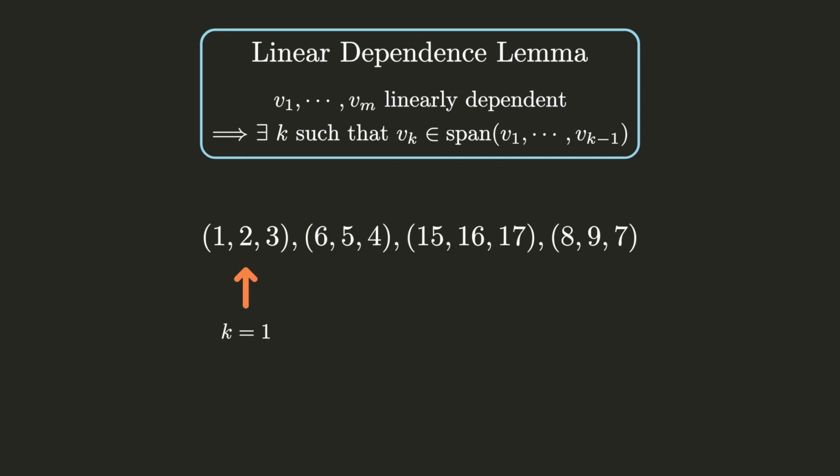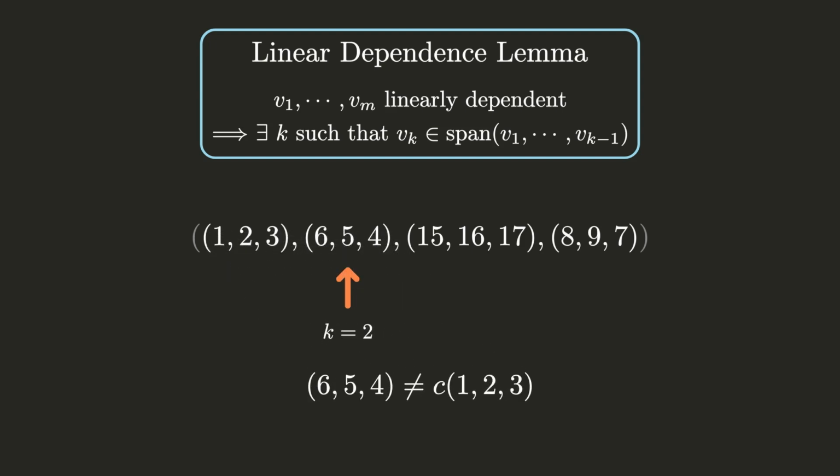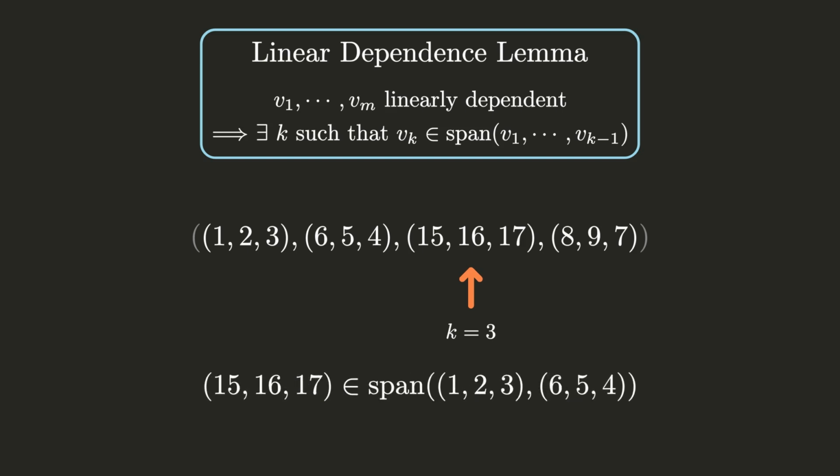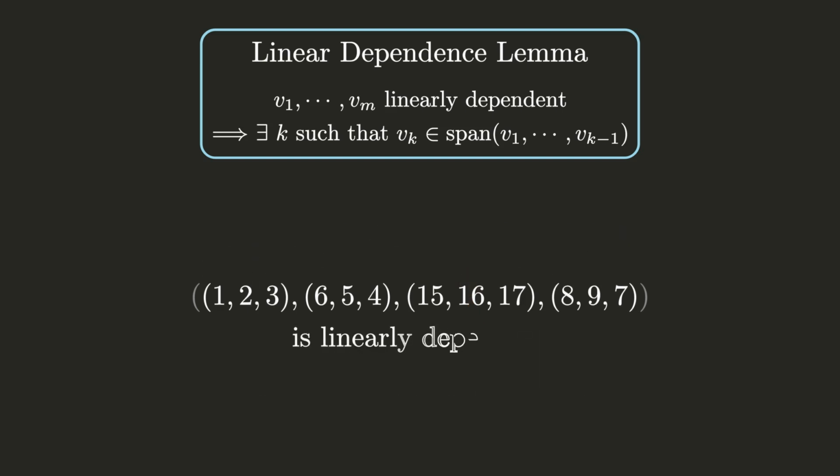Let's start with k equals 1. There's no vector coming before it, so it's quite obvious it's not within the span of its preceding vectors. So k equals 1 doesn't work. How about k equals 2? Let's give it a try. It's quite obvious the second vector is not a scalar multiple of the first vector. No luck then. Let's try k equals 3. As you can see, the third vector can indeed be written as a linear combination of the first 2 vectors in the list, so we take k equals 3. This implies this list of vectors is linearly dependent.